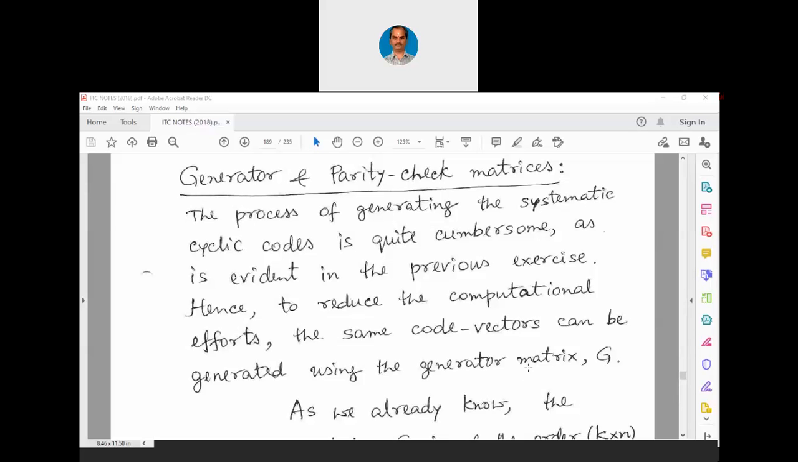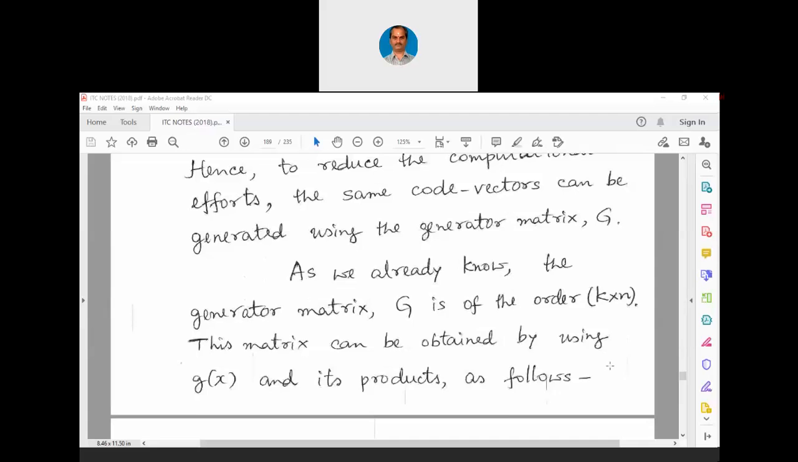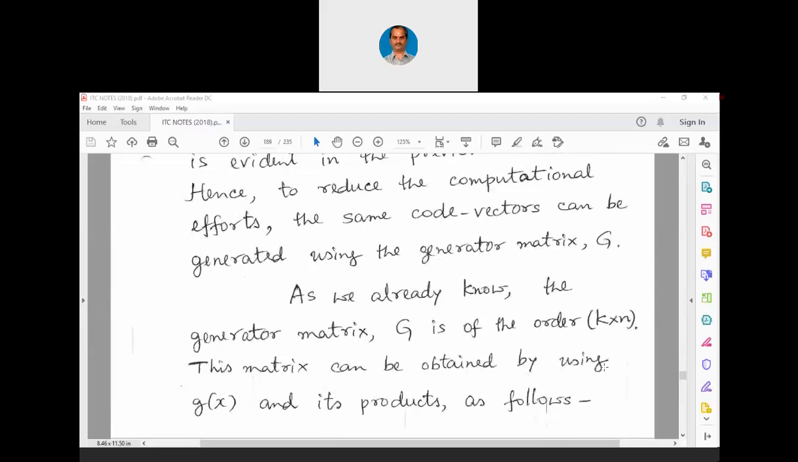So, the matrix has come back now. Let us not consider it as our ghost. Let us consider it as our friend. So, why did the matrix come back now? Just to avoid the continuous division of polynomials, which was cumbersome. So, the same code vectors can be generated using the generator matrix G. Let us see how to write this generator matrix G now.